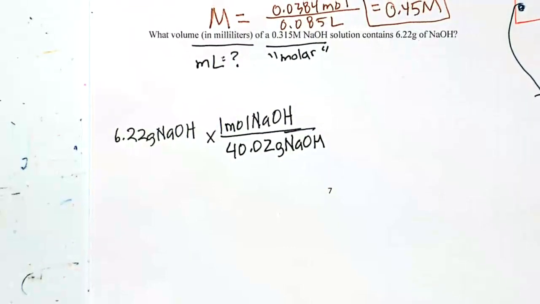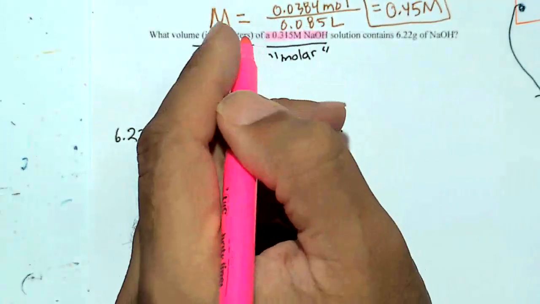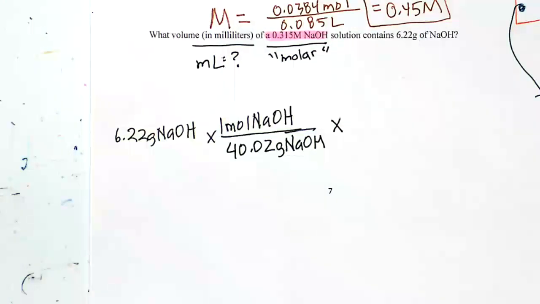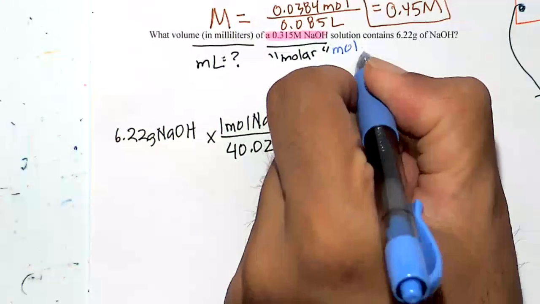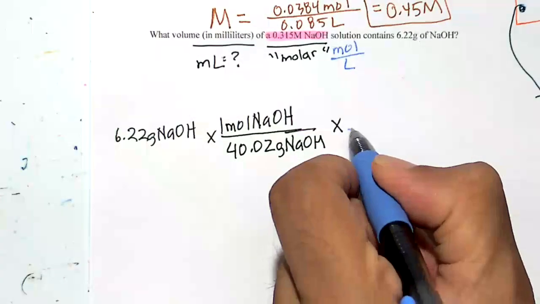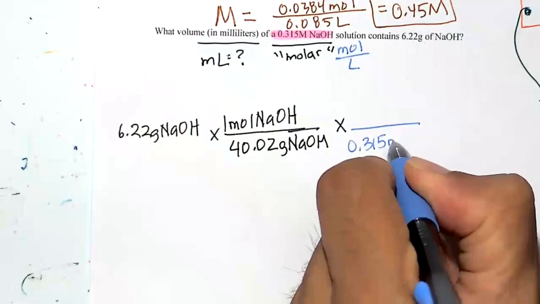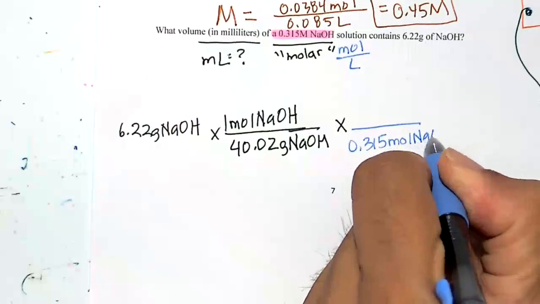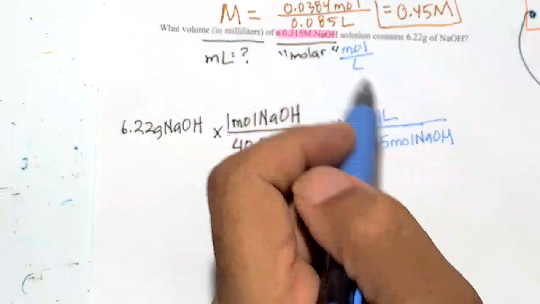So take the number, that bottom number in the periodic table, the decimal number, and add them up. Okay, the concentration here is 0.315 molar, which is what? Moles over liter. Okay, 0.315 moles of NaOH over liter. That's what this is.